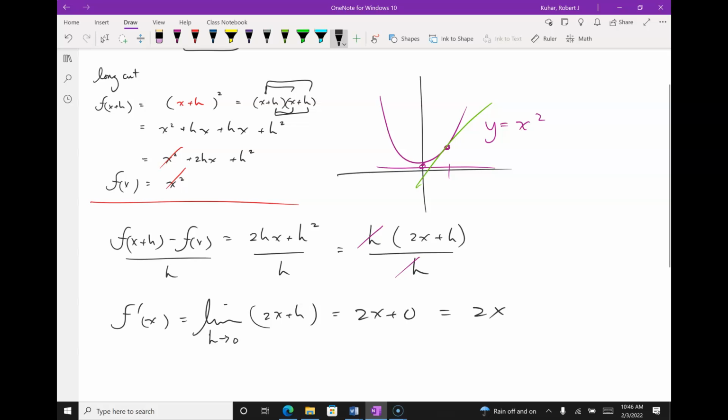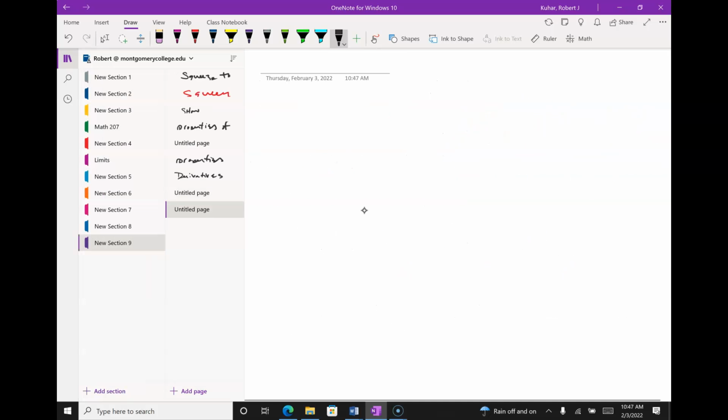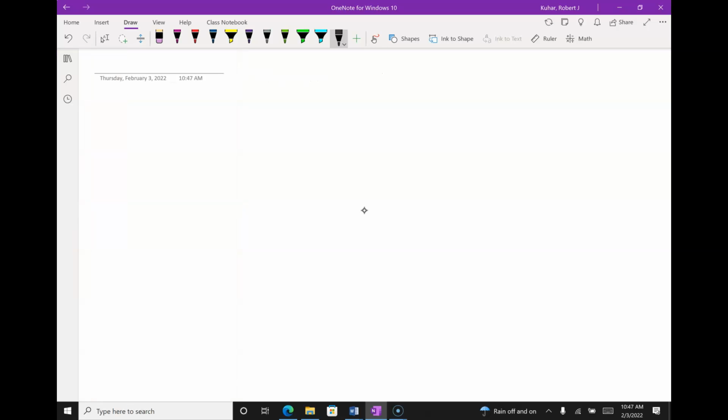Let's do another one, okay? So a nice thing to do on this is to draw tangent lines as well. When you have a function and you find a derivative, also find a tangent line, right?